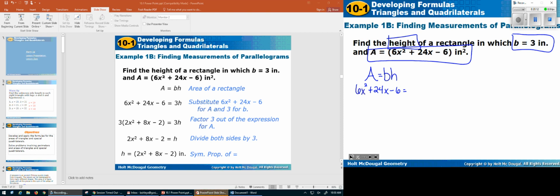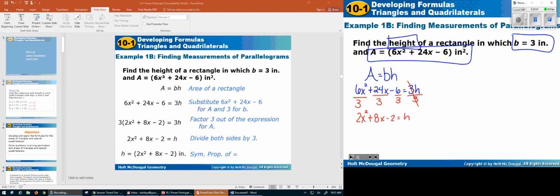And then what are we plugging in for B? 3. And we're looking for H, right? So we just divide by 3, and just keep in mind that every single term gets divided by 3. So the 6 is divided, the 24 is divided, and the other 6 is divided. Okay, so if we simplify that, what do we get for H? 2x squared plus 8x minus 2 equals H.